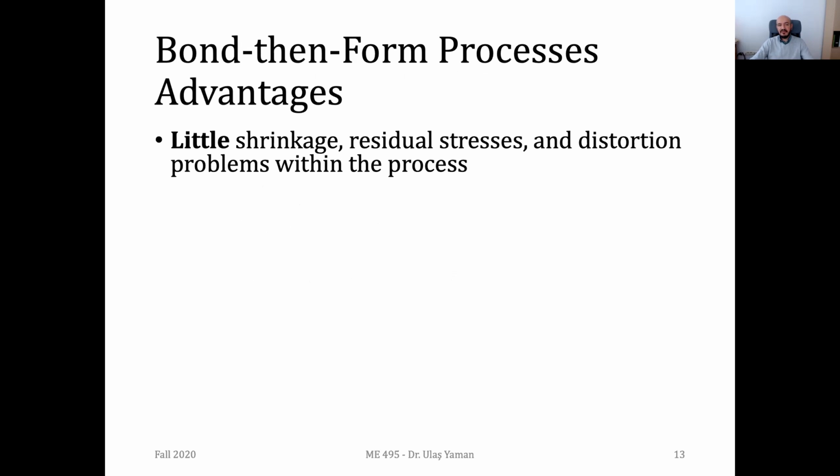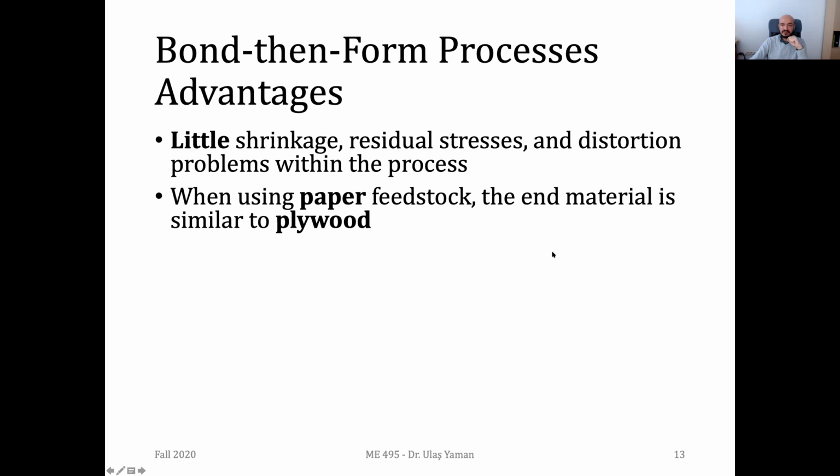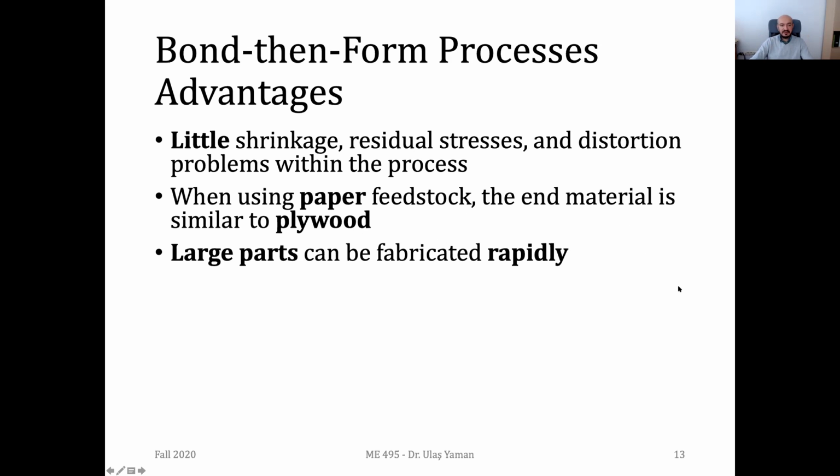First of all, we have less shrinkage since we are properly bonding them first and then doing the cutting operation. We can assume that they are kind of single block. That's why we have less stress, less shrinkage, and we have less distortion between the layers. And if you are using paper, obviously the result is kind of a wood, very similar to plywood. The mechanical properties are similar to plywood. And you can obtain larger products easily following the same scheme.